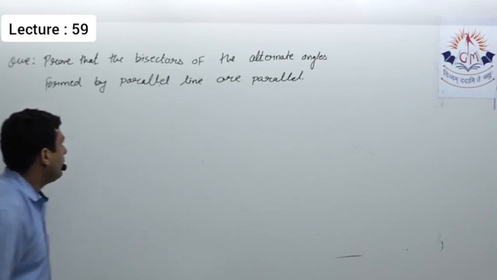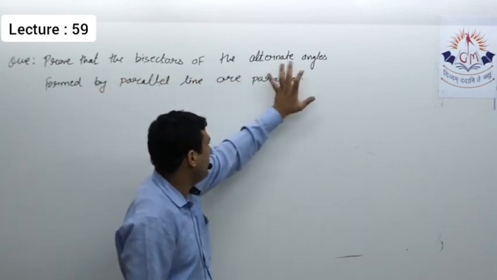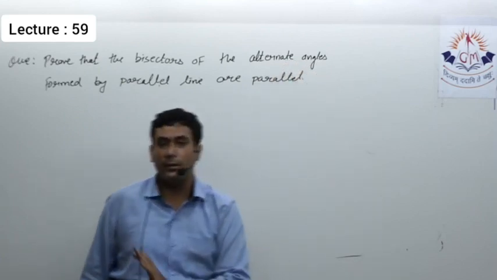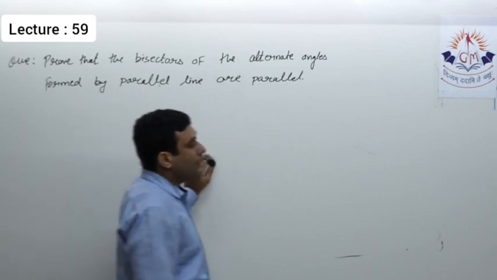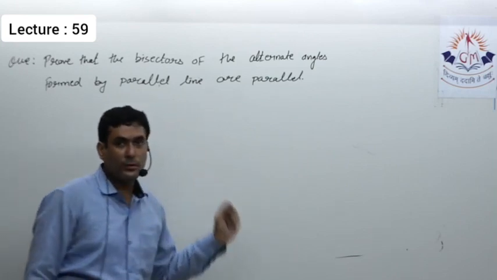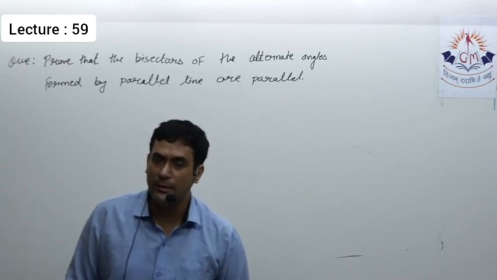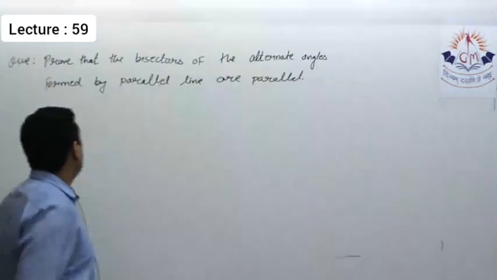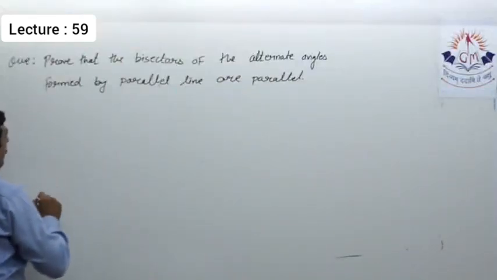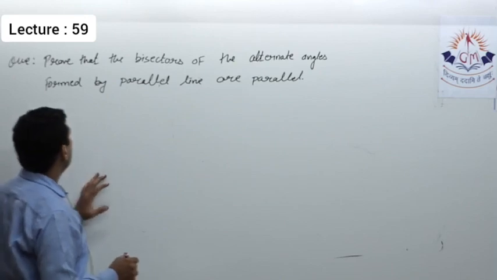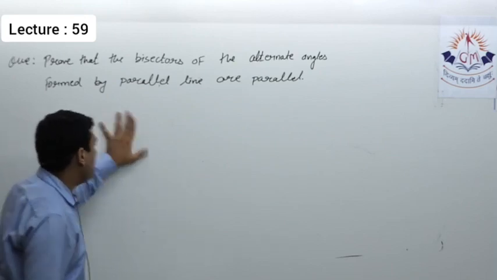What you have to prove? You have to prove this for the bisectors of alternate interior angles. See here, only alternate is written. It is not written alternate interior or alternate exterior. So when the word interior or exterior is not given, by default we have to consider that we are talking about alternate interior angles. So the question is that we have to prove the bisectors of alternate interior angles formed by the parallel lines are parallel.